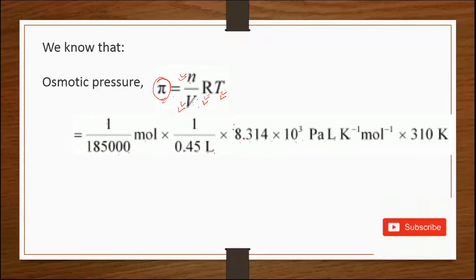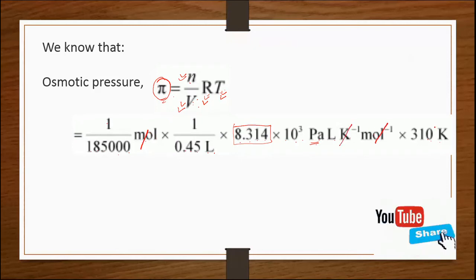Here we use this value because we have to answer in a unit Pascal. Osmotic pressure should be in Pascal. Okay. Temperature 310 Kelvin. We already know it is given. So mole to mole inverse cancel out. Kelvin inverse to Kelvin is cancel out. Liter upon liter is cancel out. So net unit that remains is Pascal.